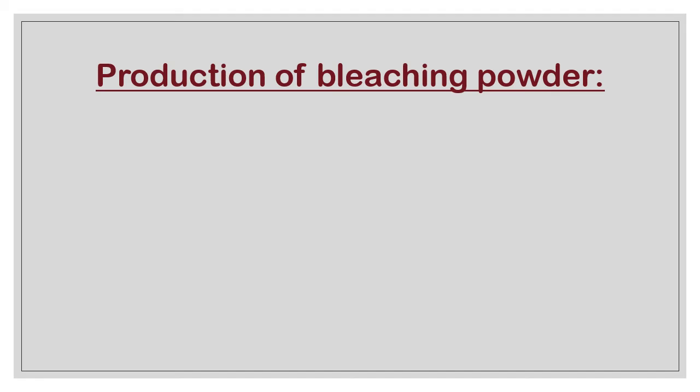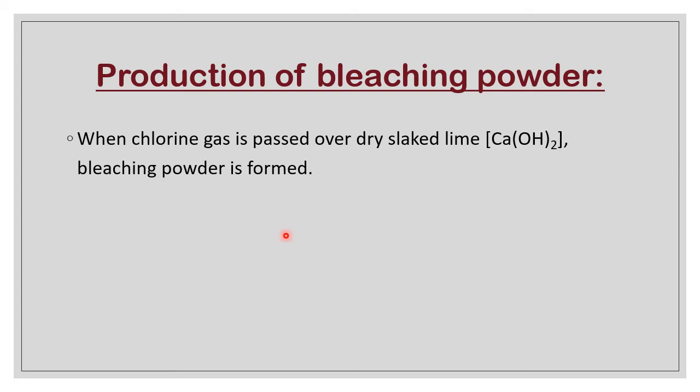Now, preparation on a large scale. When chlorine gas is passed over dry slaked lime, bleaching powder is formed. Preparation is very easy. We have to take slaked lime. Slaked lime is calcium hydroxide, and to get calcium hydroxide, we have to take the lime, CaO. So bring the lime from the market. Lime is what? Chuna. Chuna ka patthar.